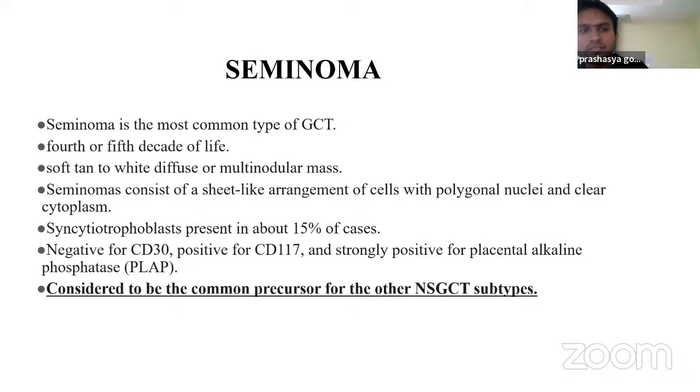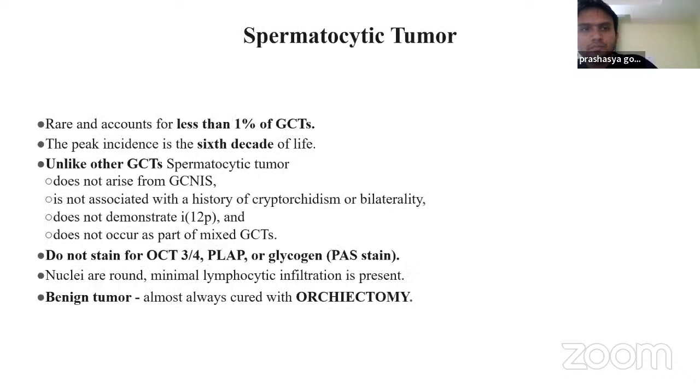Although seminomas do not secrete beta HCG, in 15% of cases, syncytiotrophoblasts can be present, and thus in 15% of seminomas, beta HCG can be raised. These tumors are negative for CD30 and are positive for CD117 and are strongly positive for placental alkaline phosphatase. Seminomas are also considered to be the common precursors of other non-seminomatous tumors.